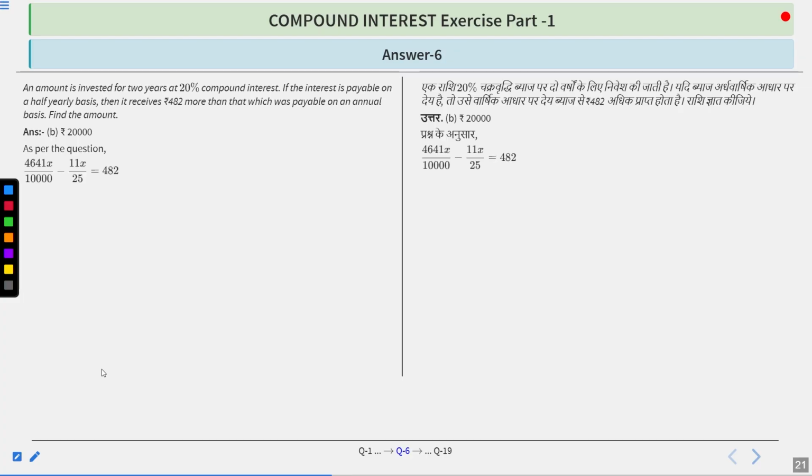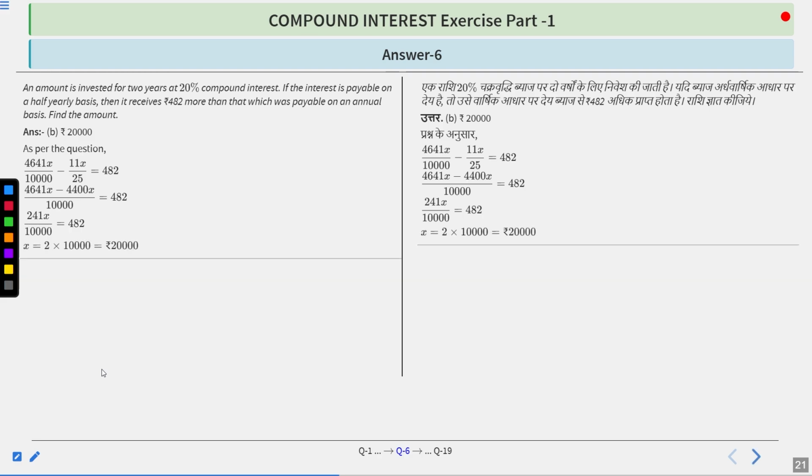As per the question, 4641x upon 10,000 minus 11x upon 25 should be equal to 482, because it was said that he received rupees 482 more than when the amount was payable on an annual basis. Therefore, 4641x minus 4400x upon 10,000 is equal to rupees 482. That means 241x upon 10,000 is equal to 482. So x is going to be equal to twice of 10,000, that is 20,000 rupees. That means option B is the correct answer.